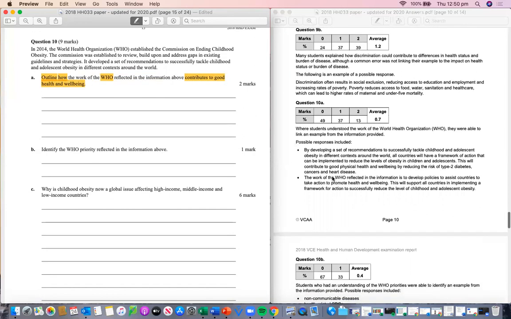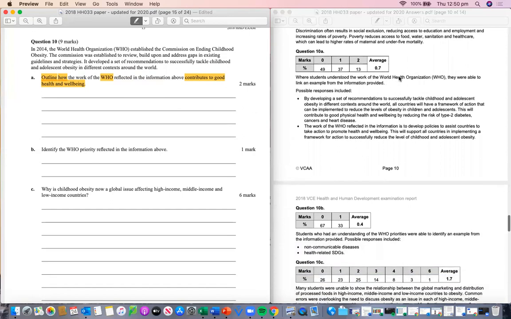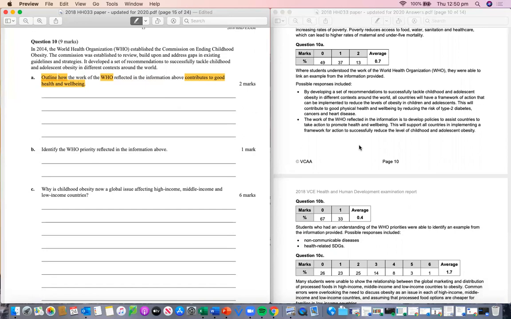All right. So you could say something along the lines of... the average mark for this was 0.7, so not really well answered. But a possible answer might be something like: the work of the World Health Organization reflected in the information is to develop policies to assist countries to take action to promote health and well-being. This will support all countries in implementing a framework for action to successfully reduce the level of childhood and adolescent obesity. Nice and simple response there, to get 2 marks.